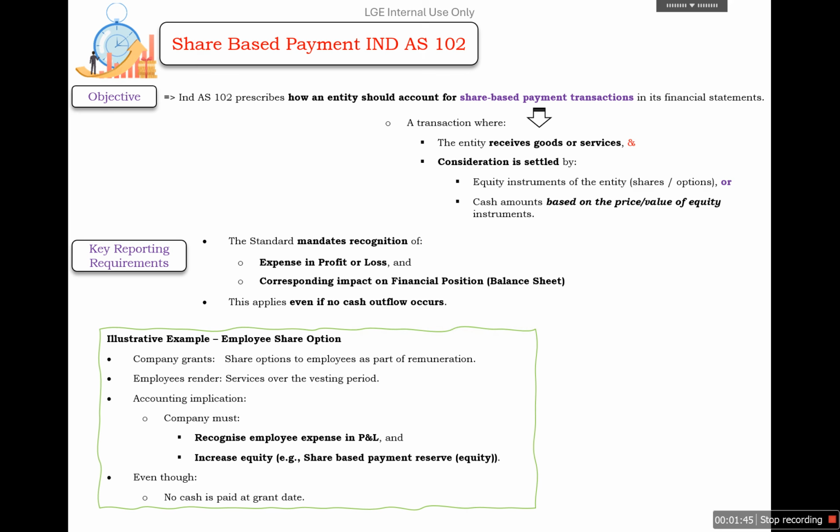For example, in case of employee share options, the company grants share options to the employee as part of remuneration, and the employee renders services over the vesting period. The accounting implication is that the company must recognize employee expense in P&L, and it should increase the equity, that is, the share-based payment reserve. So, even though there is no cash in this transaction at the grant date, we need to book the expense as well as the equity portion.